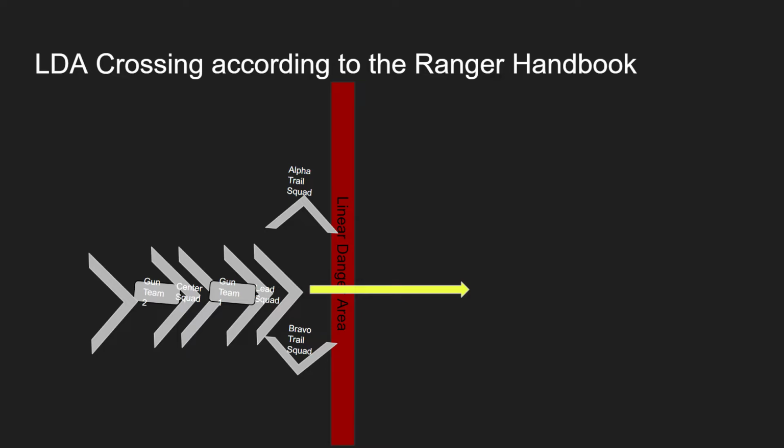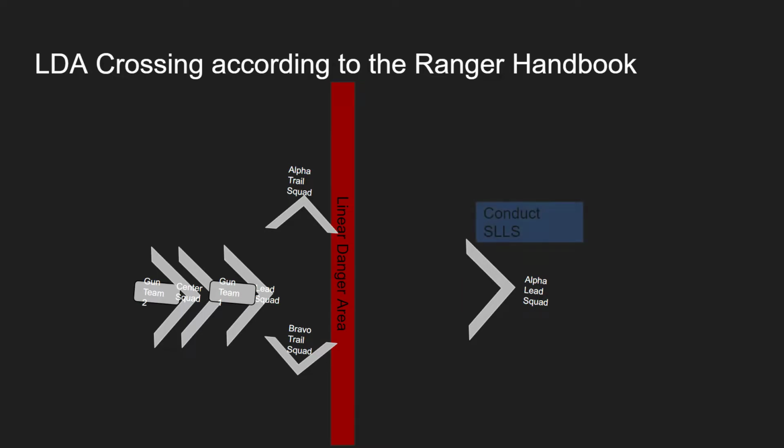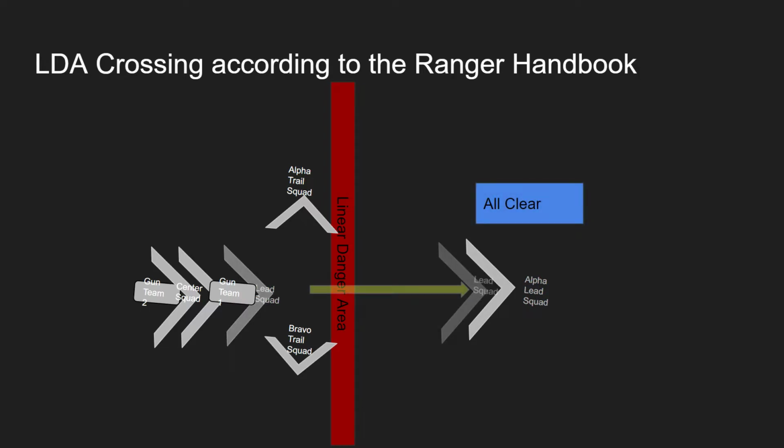Once near side security is established, the alpha team of the lead squad moves across the LDA and conducts a SILS, which means they stop, look, listen, and smell. Once the team leader confirms there is enough room for the platoon and that the site is suitable to cross, they signal to the PL all clear, which is typically a thumbs up. The PL will then order the Bravo team of the lead squad to move across.